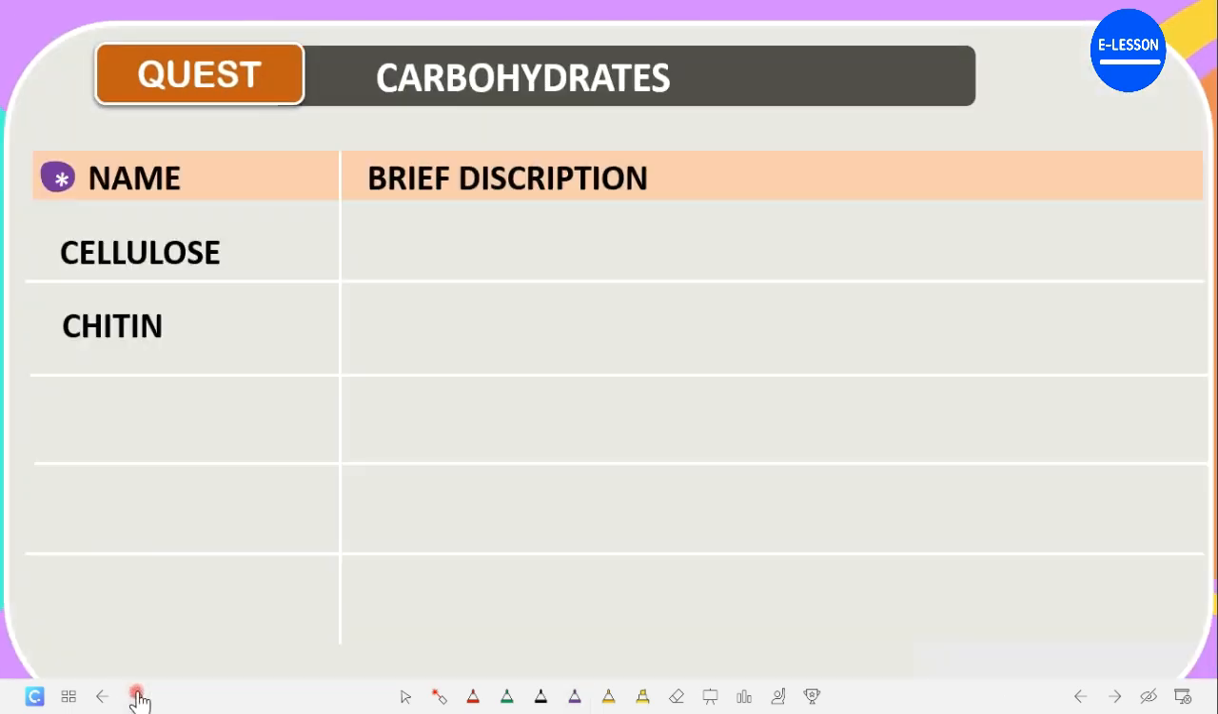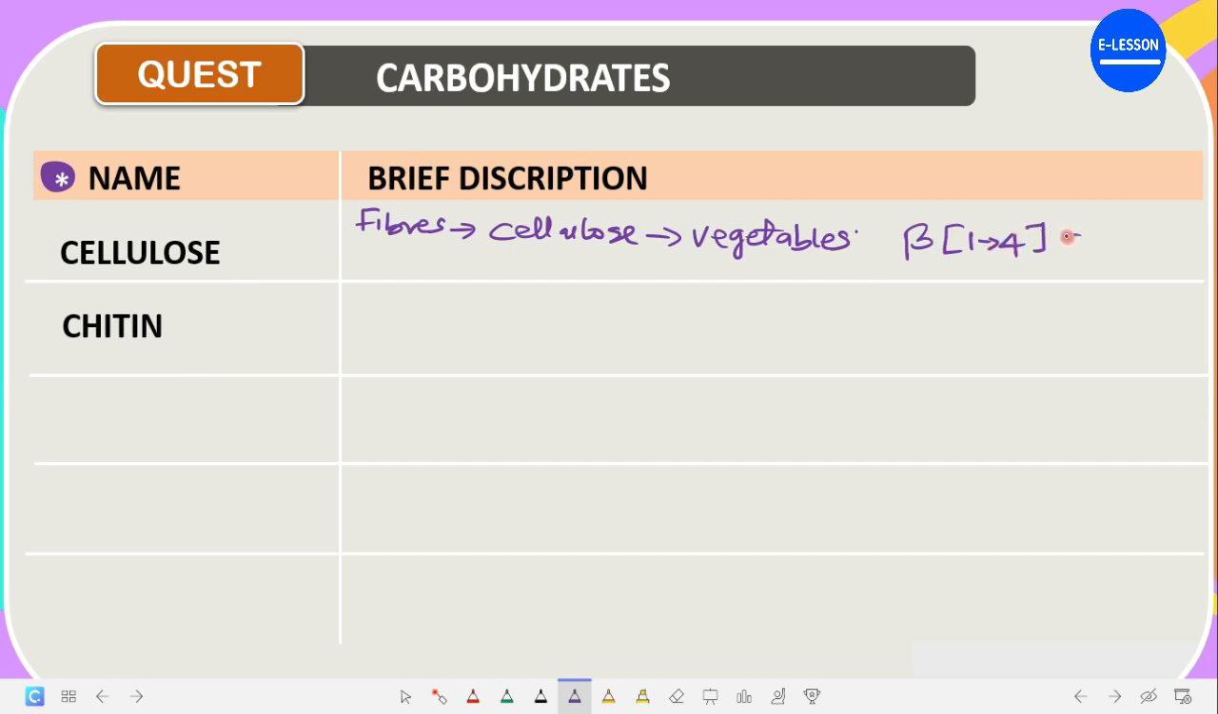Now the next one is cellulose. Cellulose is where you find your fibers. In pharmacognosy second semester we talked about fibers. The chief constituent of most fibers is cellulose. Most vegetables contain cellulose. The difference between cellulose and starch is just the kind of anomer. Cellulose is beta 1,4 glycosidic linkage.